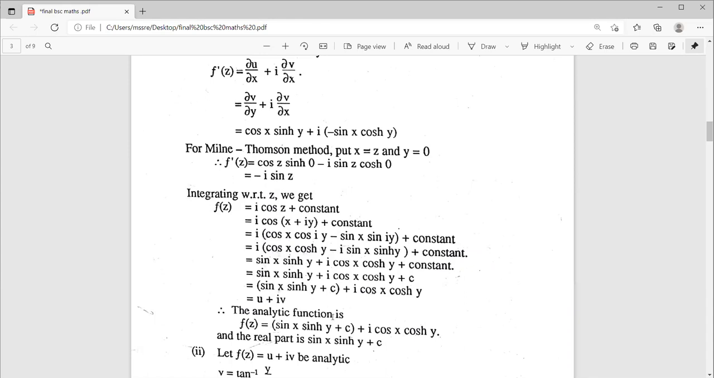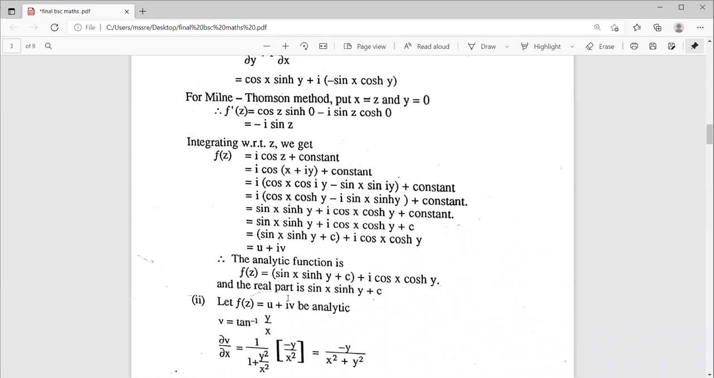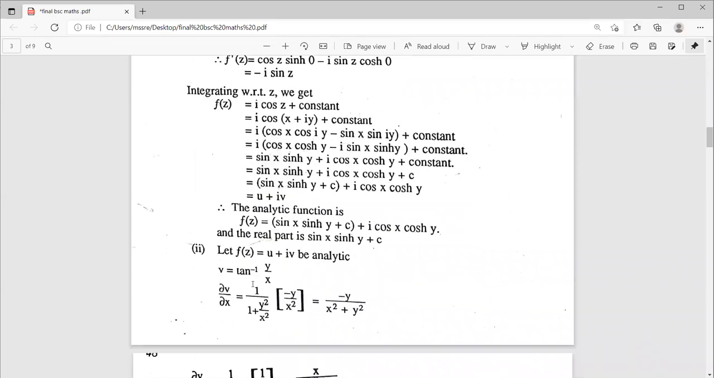Therefore the analytic function is what? Analytic function is I cos z plus constant. I cos z plus constant. Real part is what? Sin x sin hyperbolic y plus c. And imaginary part is given cos x cos hyperbolic y. So the real part is sin x sin hyperbolic y plus c. That is the real part.